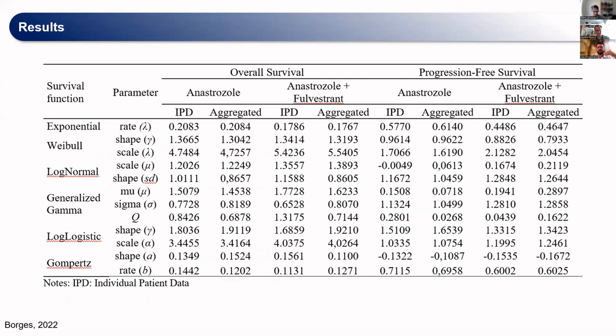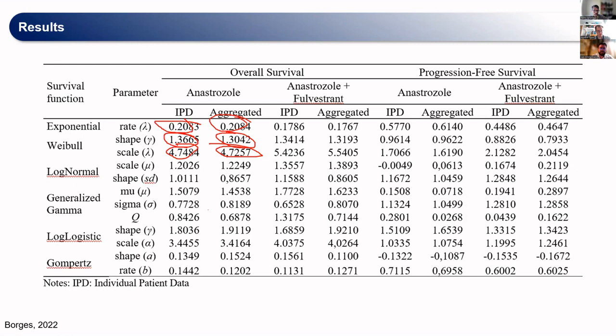And if you can see, some of the estimates are actually quite similar, quite the same here when we compare the values from the aggregated and the IPD data, like exponential, Weibull. We can see that they are very similar too. And with more complex functions, we have some difference, but they are quite similar. We can find quite similar parameters.